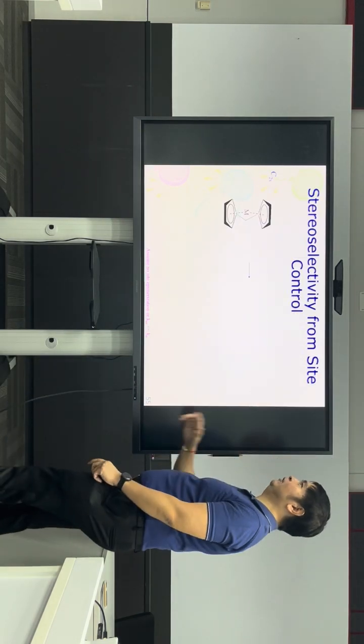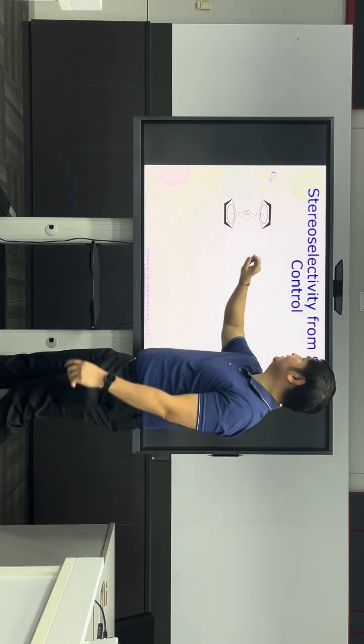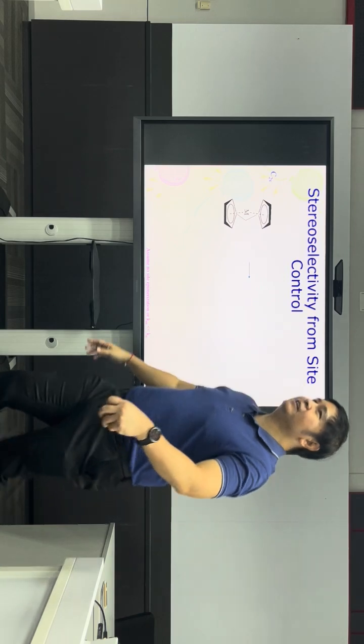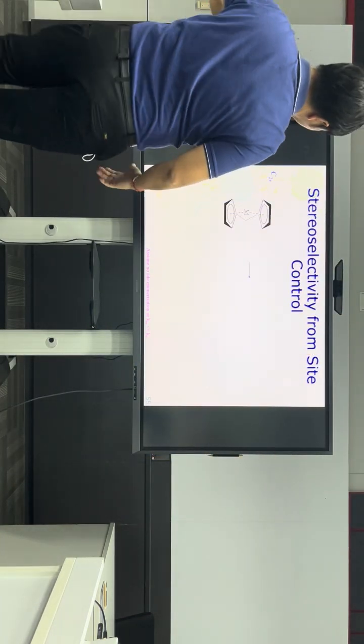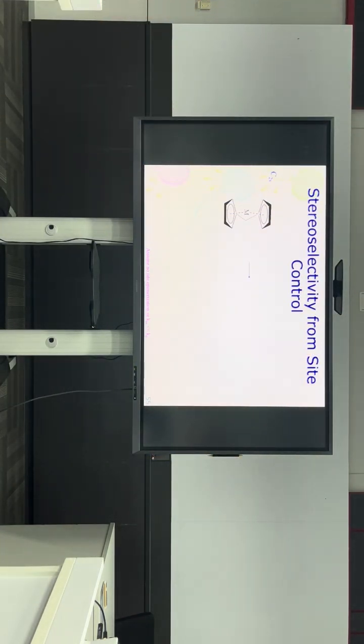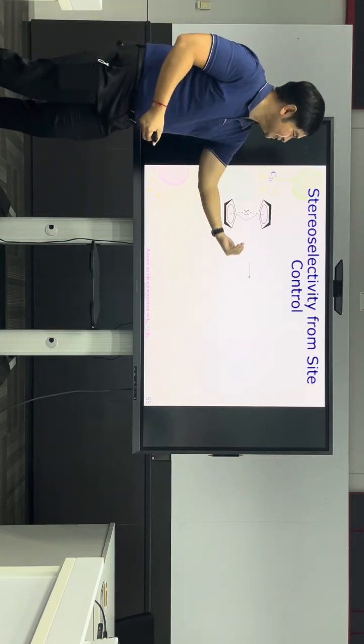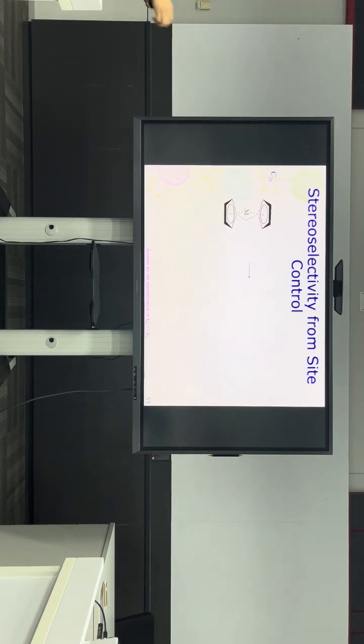Right, now let's take a look at how we can control it. You take a look at the C2v symmetry point group. What happened? You can imagine yourself. You are like a guy. This is the catalyst approaching this side or approaching this side. Let's start with the left hand side first. You are a person. Okay?